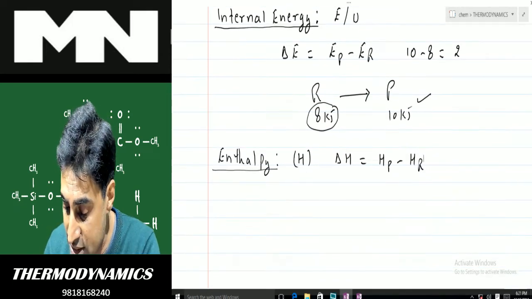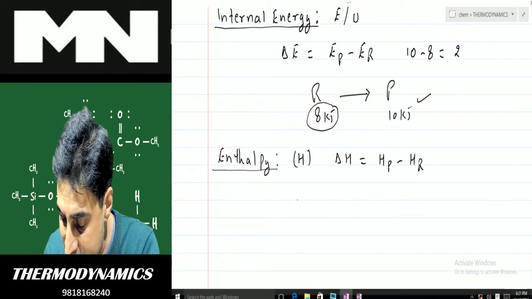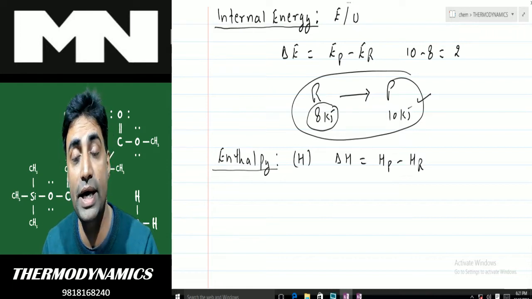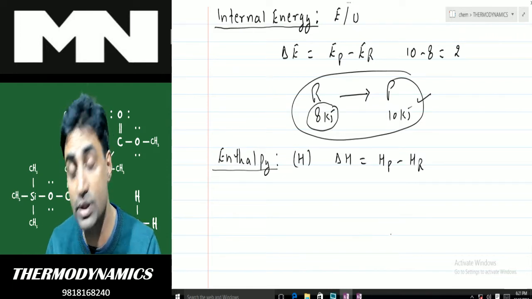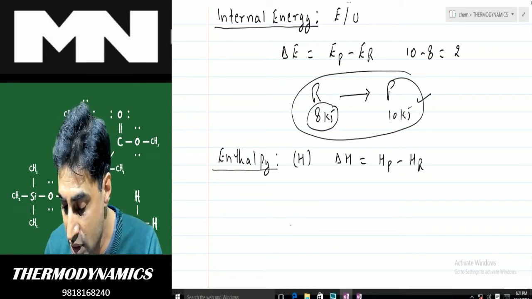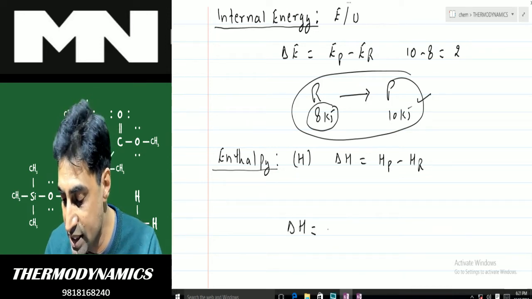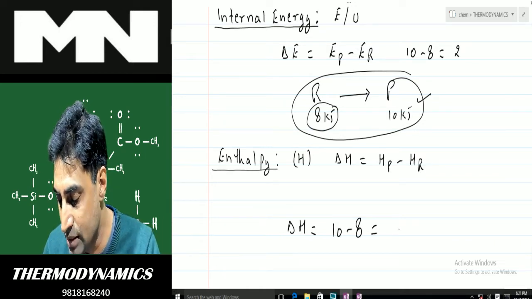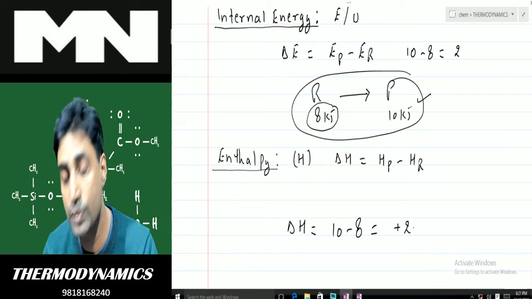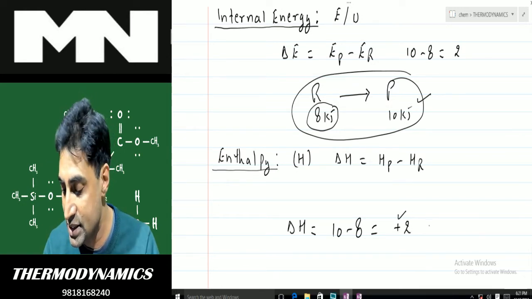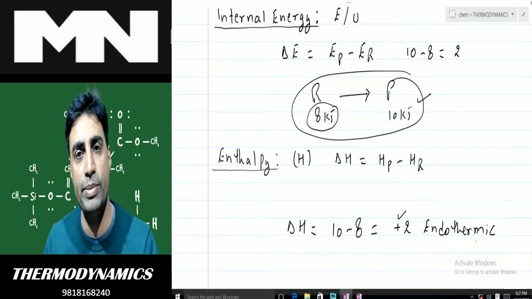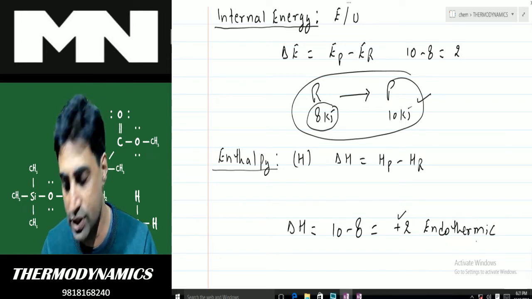I give you one example for this. Suppose reactants have got 8 kilojoules of energy, and product they have got 10 kilojoule of energy. Then in that case, enthalpy change is equal to 10 minus 8, that comes out to be plus 2. Positive sign in this case indicates it is endothermic. So whenever a reaction is endothermic, the sign of delta H is always positive.